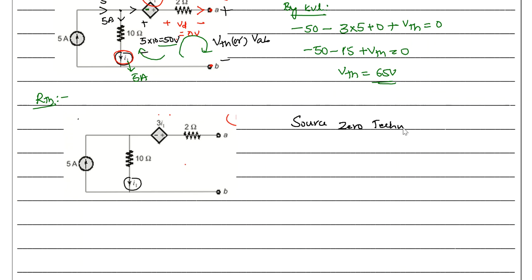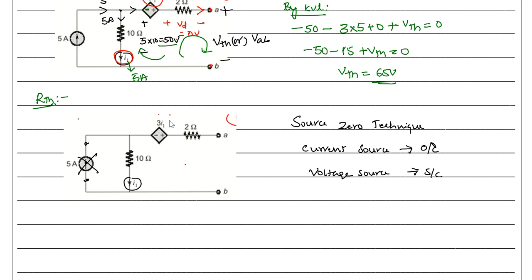In the source zero technique, if it is a current source, we will make it an open circuit. If it is a voltage source, I'll make it a short circuit. So here is a current source, which means I will remove this. That means these terminals are open circuited.